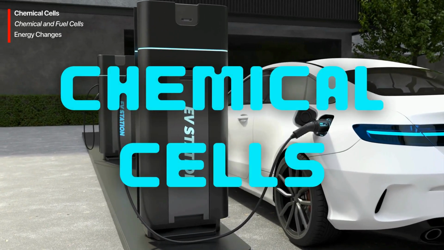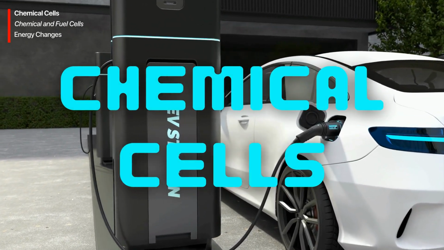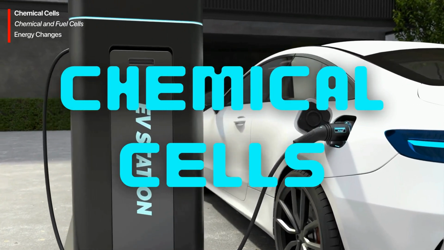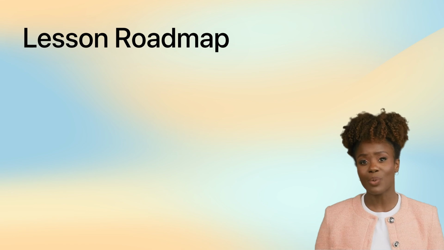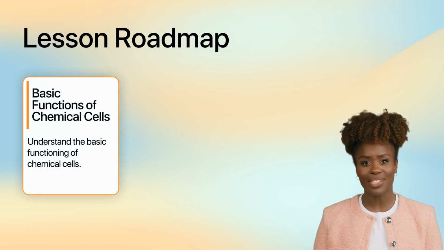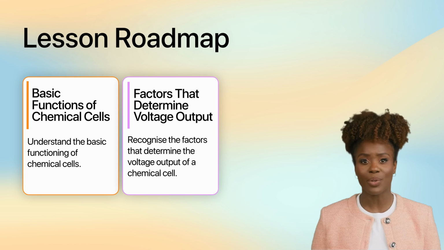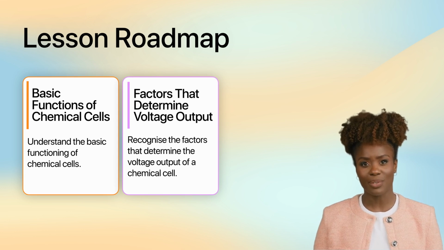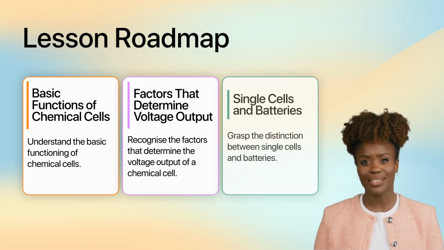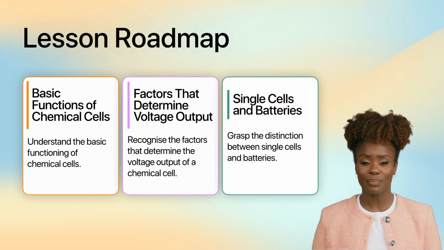Hello and welcome to this lesson on chemical cells. In today's lesson, we will firstly understand the basic functioning of chemical cells. We will then go on to identify the factors that determine the voltage output of a chemical cell. Finally, we will look at the distinction between single cells and batteries. Let's get started.